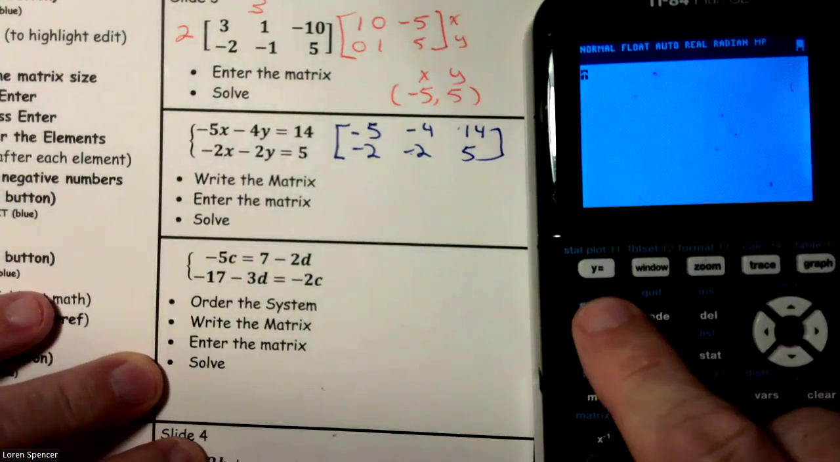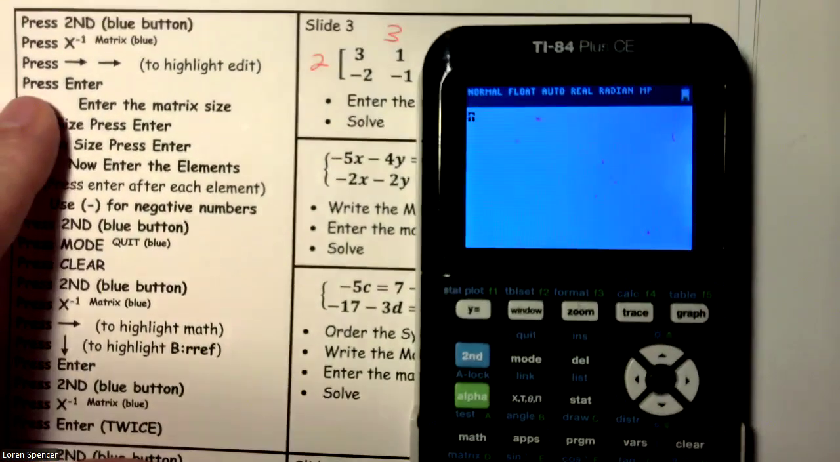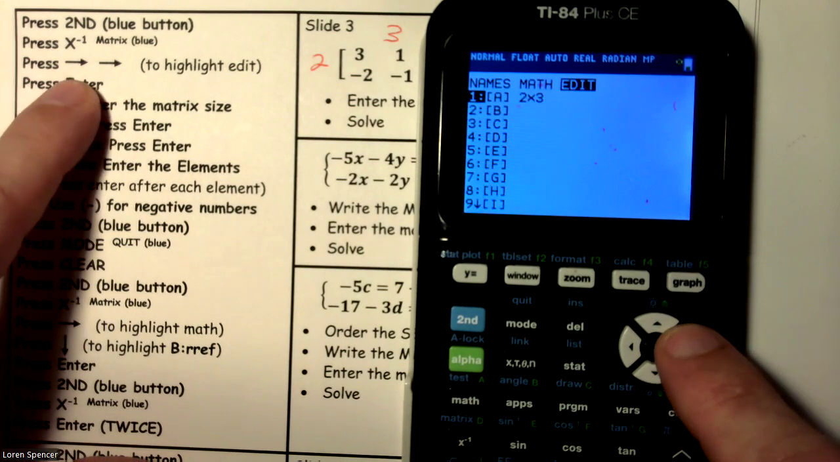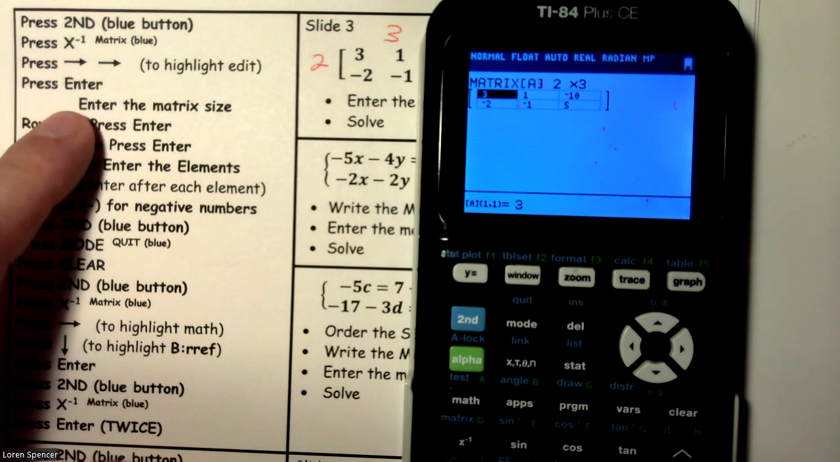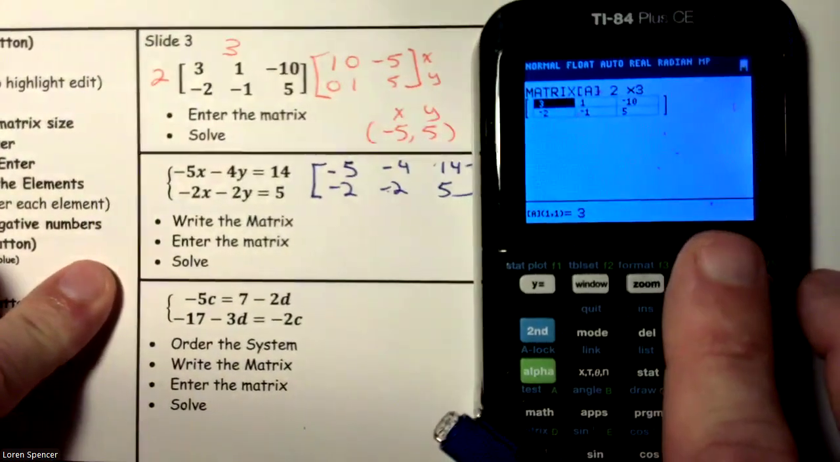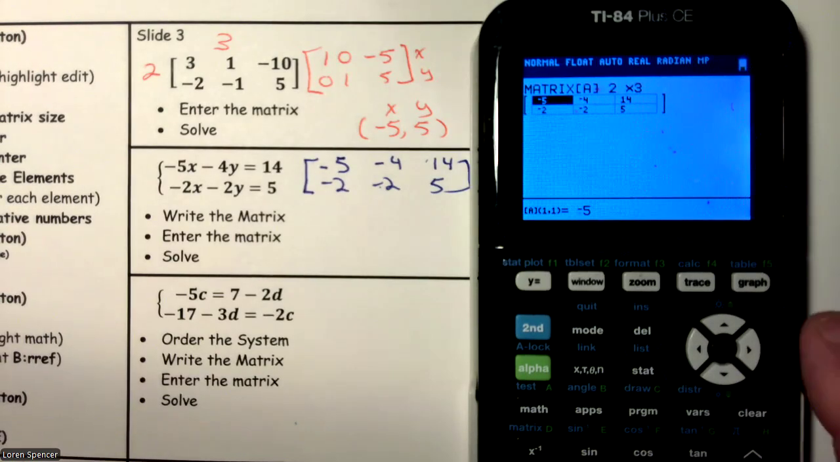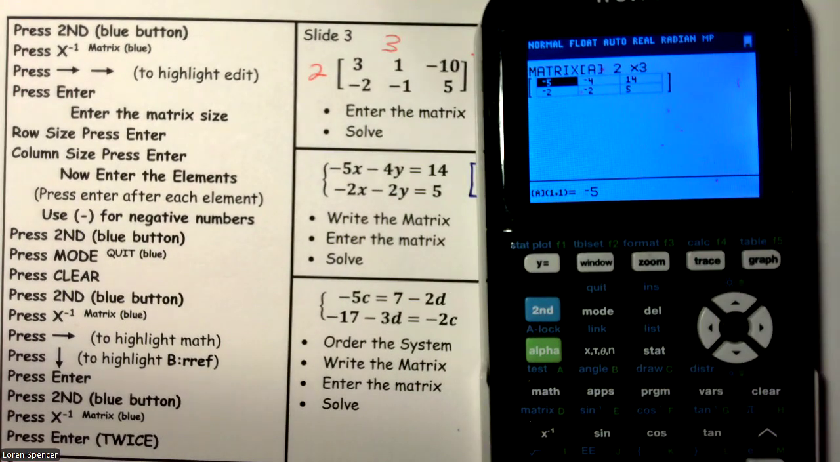So we're going to press the blue button and matrix. Then we're going to arrow over to edit. And we're going to press 2 enter, 3 enter. And we're going to enter our values. And here's our values. So -5, -4 and 14, then -2 and -2 and 5. And I got to tell you, the first couple times it can be a little frustrating, but if you do it 3 or 4 times, I promise you it's much faster.